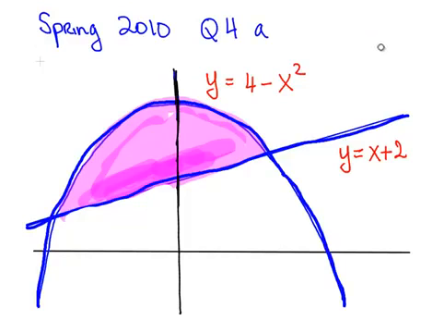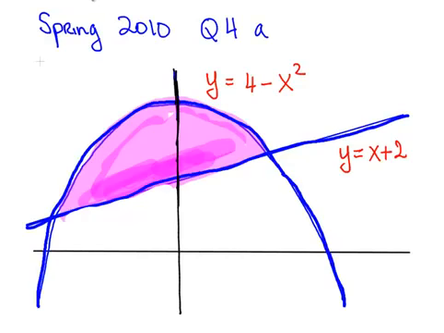Other than that, this is just a vague sketch. I'm not quite sure where the x-intercepts or y-intercepts are, but it gives a general idea of what the curve would look like. What we're asked to do is find the shaded area.